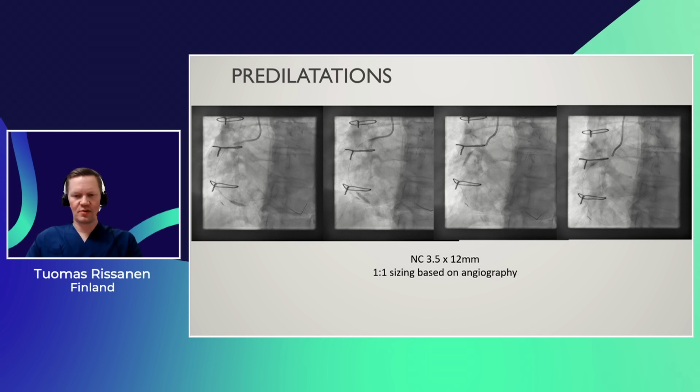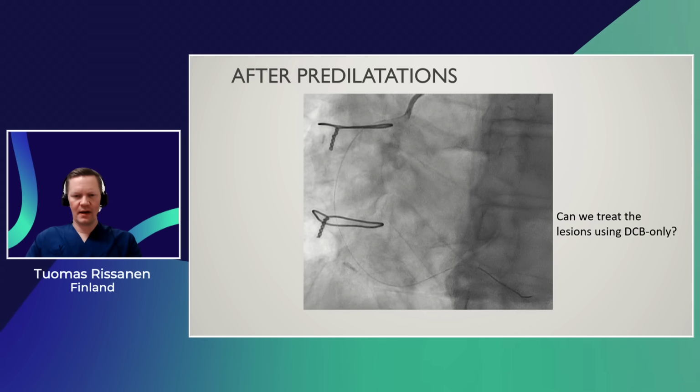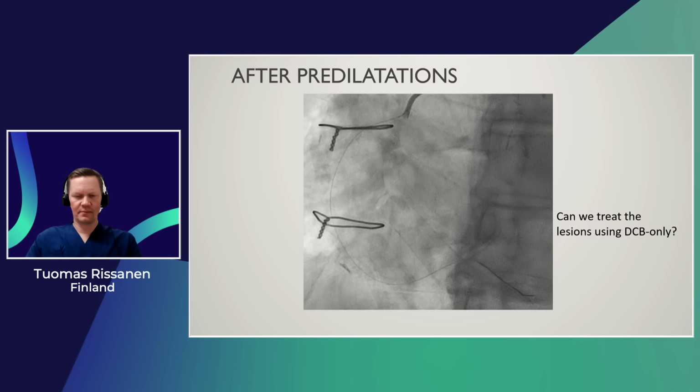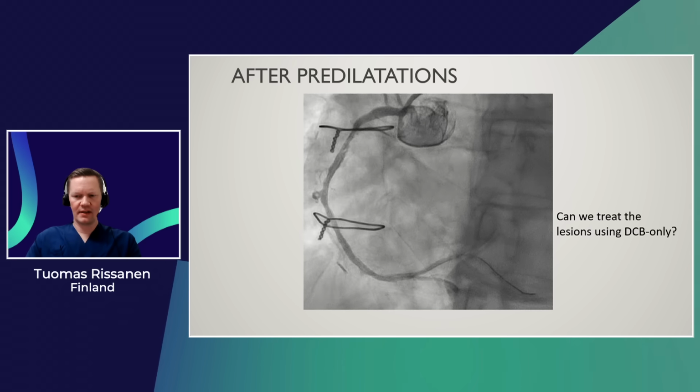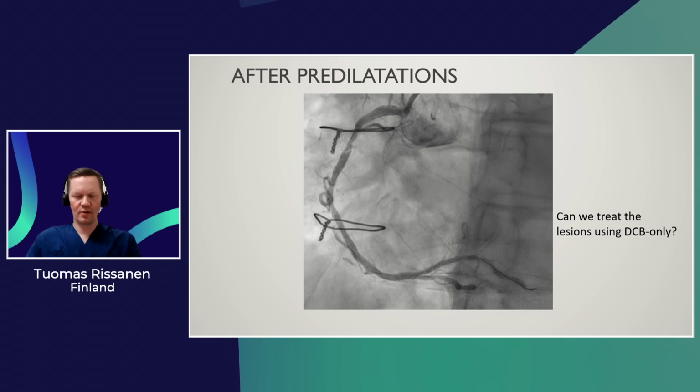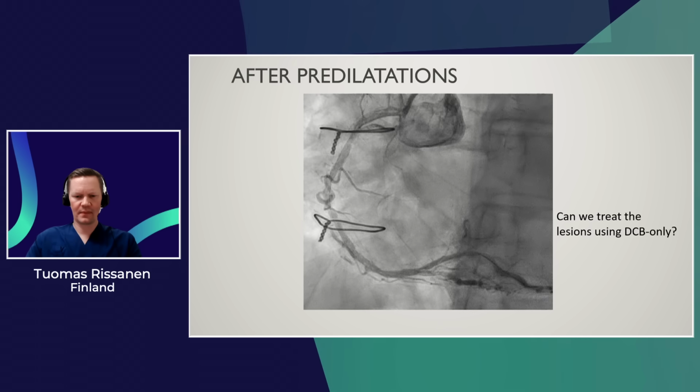So as we also do, like Simon said in his cath lab, we always start with a proper lesion preparation, and thereafter we decide the final treatment of the lesions. In this case, we evaluated that the balloon size should be 1:1, which means 3.5 NC ballooning for both lesions. Then we had a look at how they look, and now there's an important question: can we treat both lesions with DCB only, or do we need scaffolding?